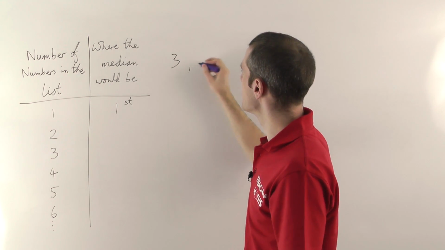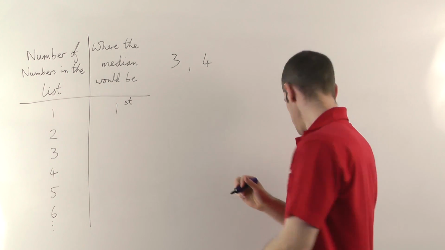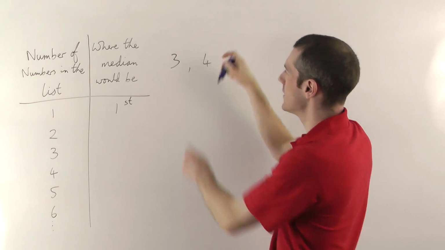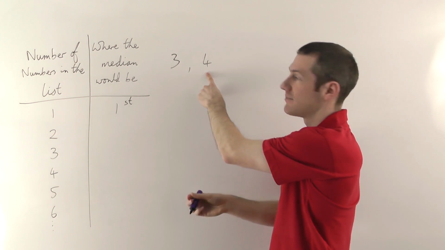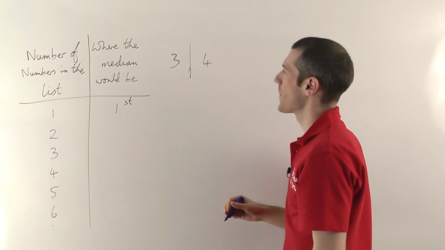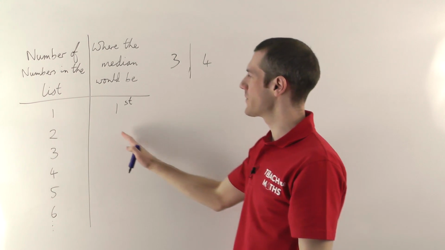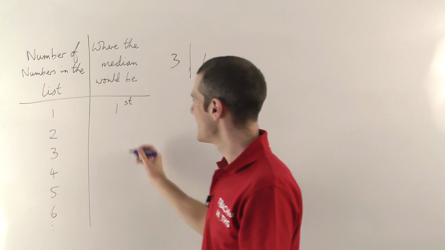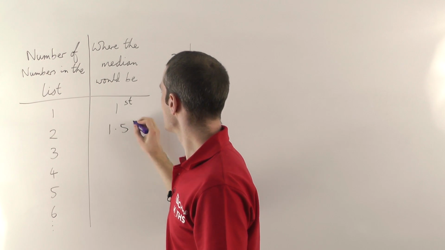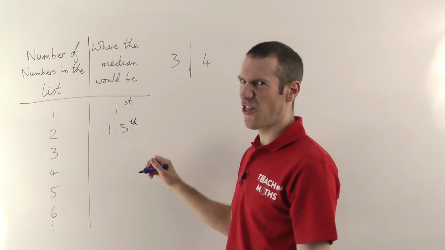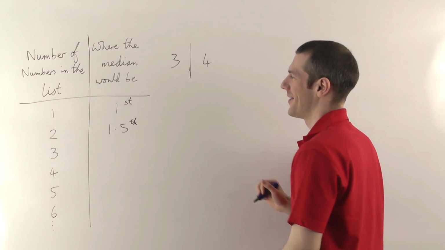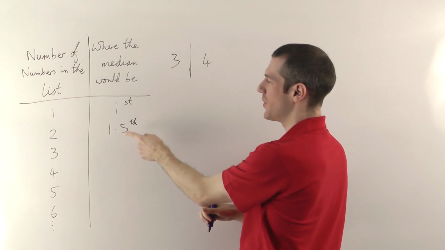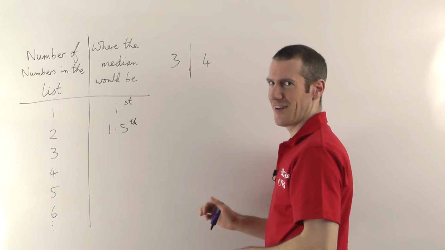If you've got 2 numbers in the list, maybe we've got 3 and 4, then the midpoint would be halfway between the first and the second number. It's there, if you like. So what I'm going to write here is, mathematically this is a little bit dodgy, but hopefully it'll make sense. I'm going to write the 1.5th number. What I mean is, it's the number that's halfway between the first number and the second number. Yeah, the 1.5th number, if you're allowed to do that.